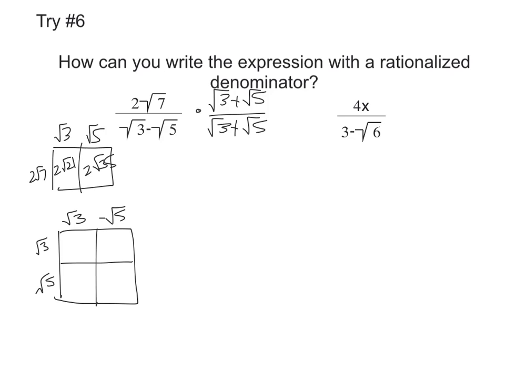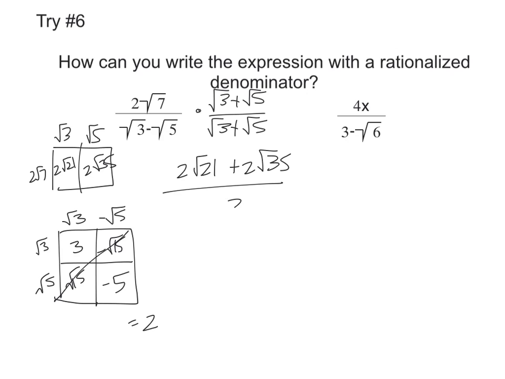All right, the next one is going to be square root of 3 times square root of 3, which is 3. This is square root of 15, negative square root of 15. And this will be really negative 5. The diagonals are gone. We're left with negative 2. So for this problem, we're going to have 2 square root of 21 plus 2 square root of 35 over 2. Once again, they all have a 2 in common, so they can all go away. So we're left with the square root of 21 plus the square root of 35.